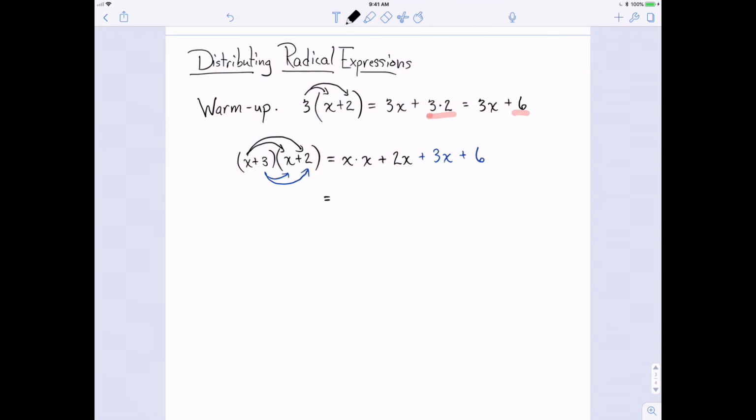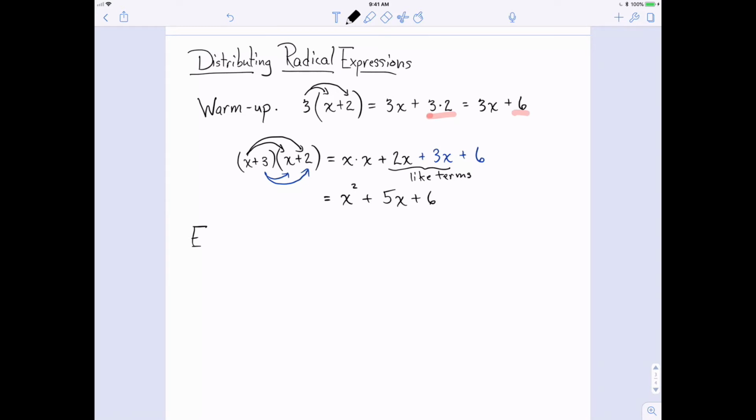We can write x times x as x squared. 2x plus 3x, these are like terms. I'll write that, like terms. And so I can combine that to be x squared plus 5x plus 6. And that "terms" did not come out very well. Sorry about that. Clean that up. Terms. There. Okay.